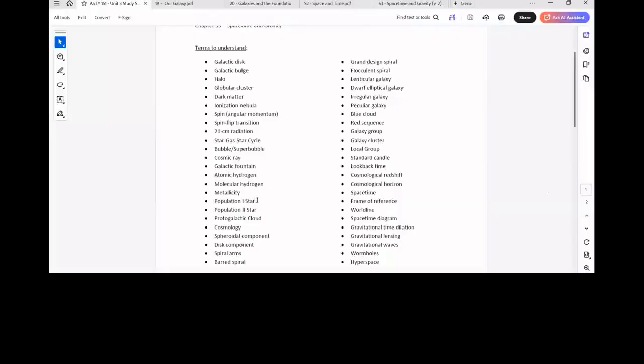Next, we have metallicity, population 1 star, and population 2 star. These terms all go together because population 1 and 2 stars are not just distinguished by where you can find them in a spiral galaxy like our Milky Way, but the average masses of the stars you would expect to find in each population, and also the average age and temperature that you would expect to find in each population.